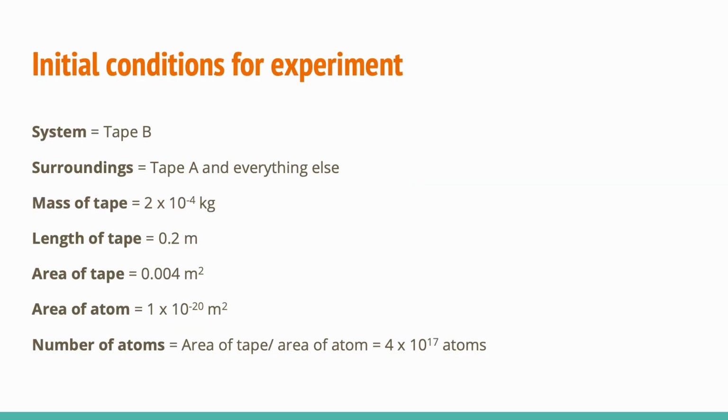The initial conditions for the experiment are: the system is tape B, and the surroundings are tape A and everything else. The mass of the tape is 2 times 10 to the power negative 4 kg. The length of the tape is 0.2 meters. The area of the tape is 0.004 meters squared. The area of an atom is 10 to the power 20 meters squared, and the number of atoms is 4 times 10 to the power 17 atoms.